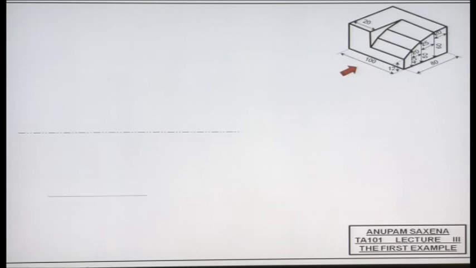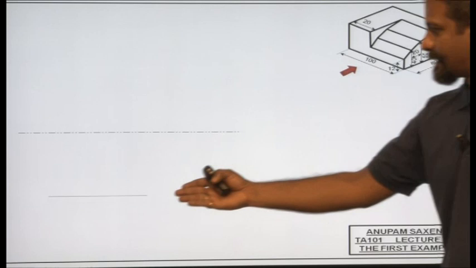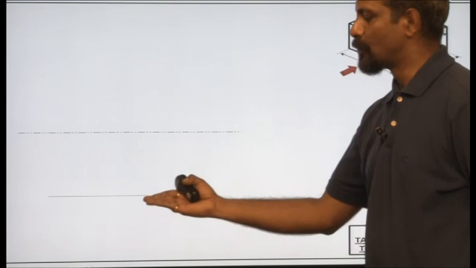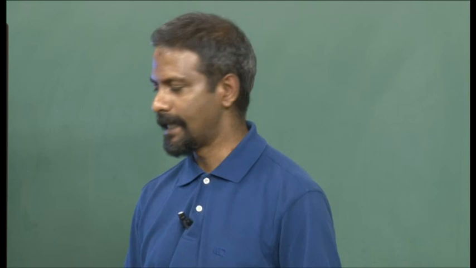Mark the way I am representing these edges. At this time I am just constructing, not constructing the final drawing. If I am using construction lines, I am going to use a 2H pencil or 2H lead, ensuring that my lines are very dim, barely visible.